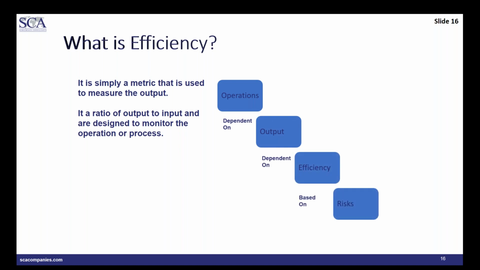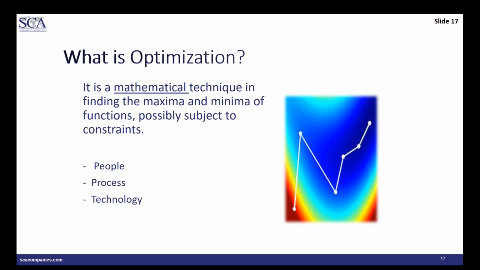Depending on the efficiency, and we take risk, and it has to be more relevant to that. The next one is optimization. Optimization is clearly different. It is a mathematical technique to find the maxima or minima of certain functions like rate of penetration or the cost, subject to certain constraints. That depends on process, people, and technology.